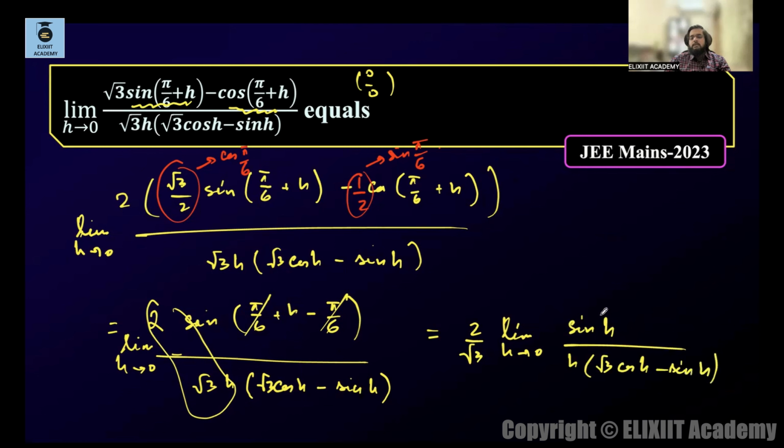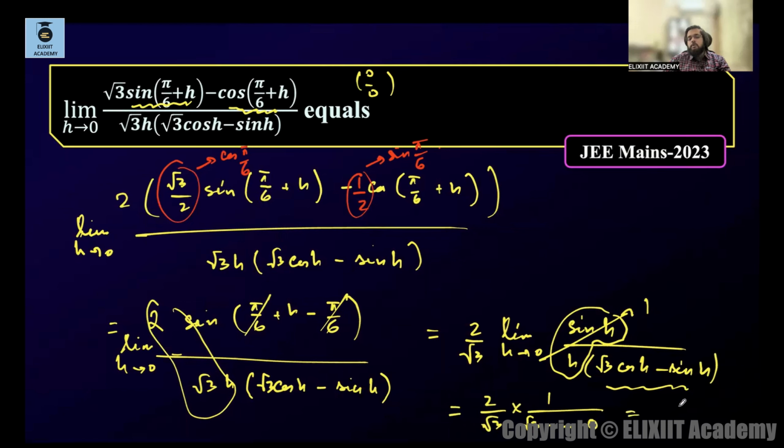Now we can separate the limits. This part is a known format, sin h by h, so this limit will tend to 1. Now what about this part? 1 upon root 3 cos h means root 3 cos 0, which is 1, and minus sin h, which is sin 0, which is straight away 0. So we have 2 by root 3 multiplied by 1 by root 3 minus 0, which is 1 by root 3 only. So 2 by root 3 multiplied by 1 by root 3 is 2 by 3. So what is the answer? 2 by 3.